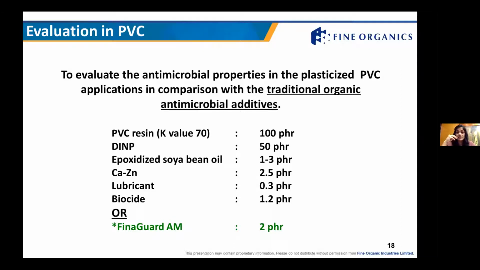Now, arsine itself is extremely toxic. And the thia group that is coming up as an organic substitute for OBPA is definitely relatively less toxic, but still it has toxicity for aquatic life. So what we are looking at here is still a component which has a fair amount of toxicity. Now FinaGuard AM was tested in the formulation with reference to this particular biocide.